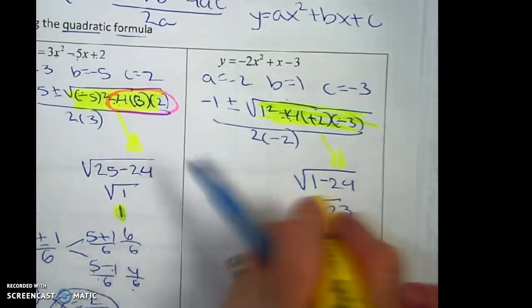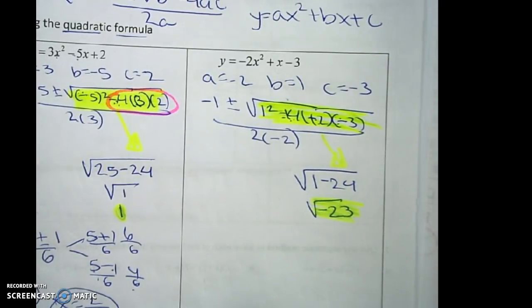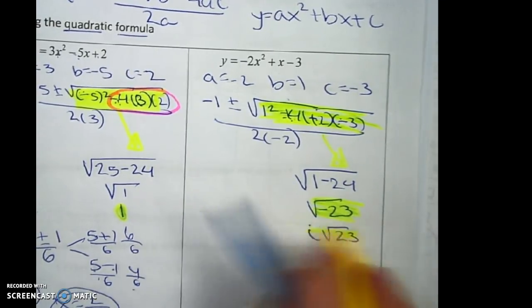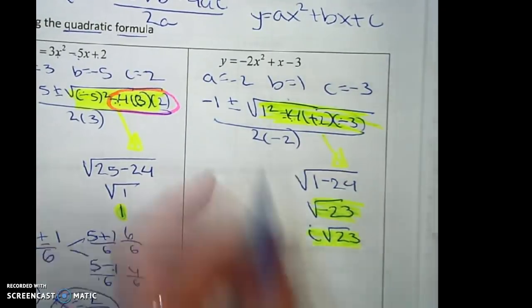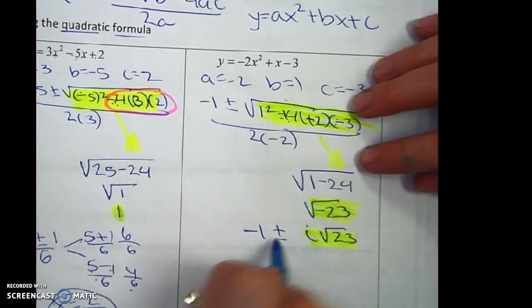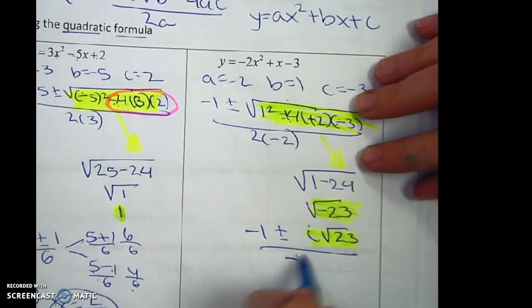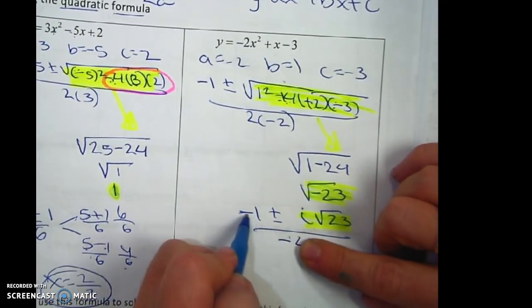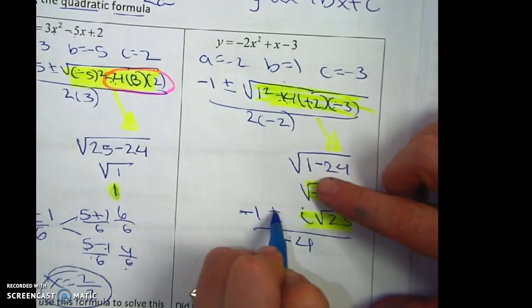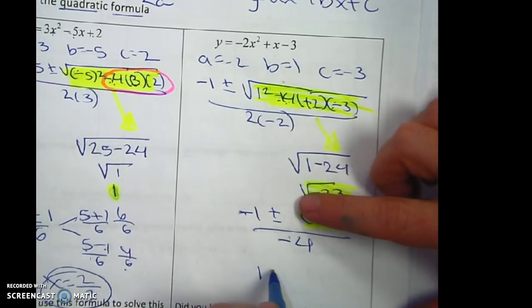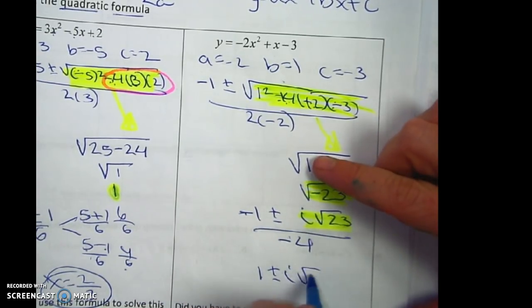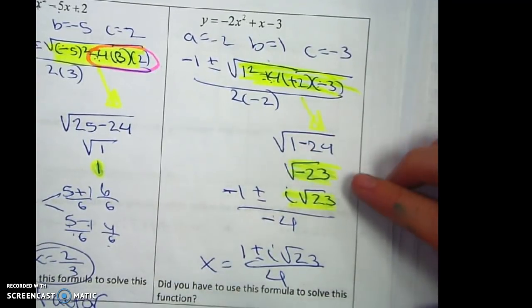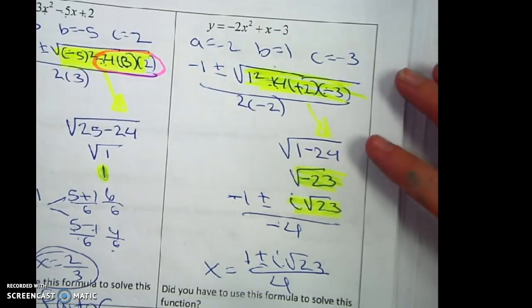Now all that gave me this. I can actually simplify that more. I'm going to go radical 23. So why don't I perfectly simplify that? Then I bring down the negative 1 plus or minus over negative 4. I don't like a negative in the denominator. So if I change this one to a positive, and I change the positive to a negative and the negative to a positive, it's still plus or minus radical 23 over 4. How many answers do you see here? There are 2 answers. They're both imaginary.